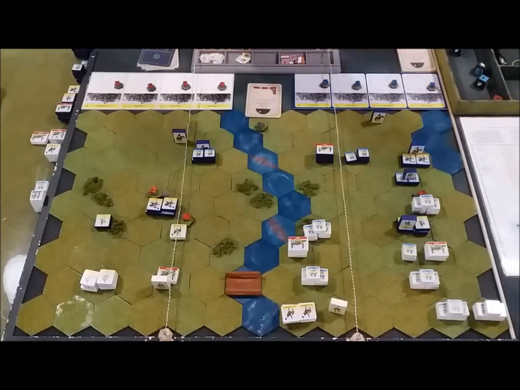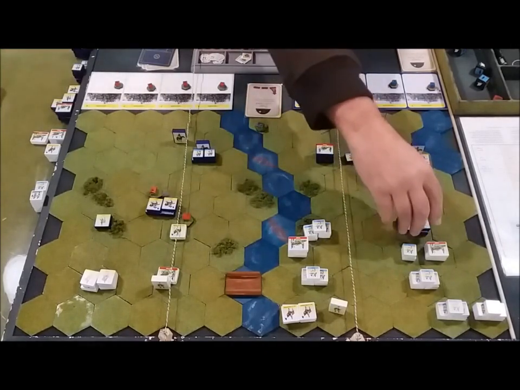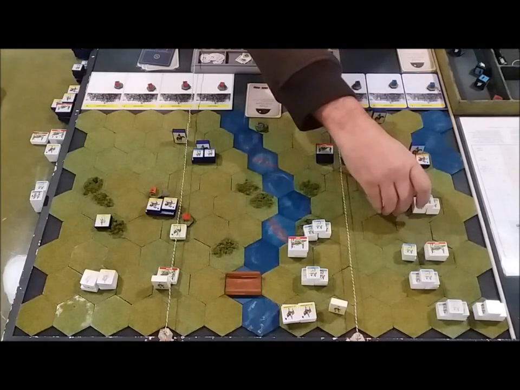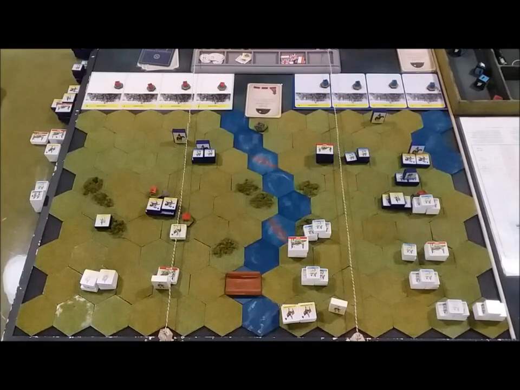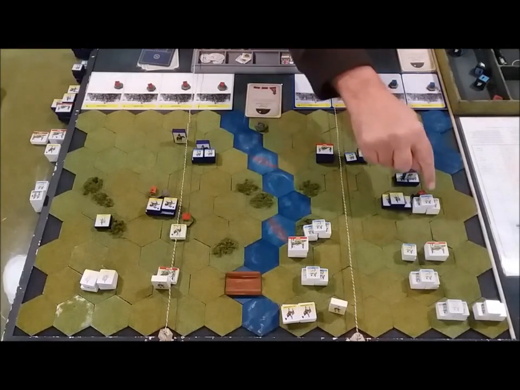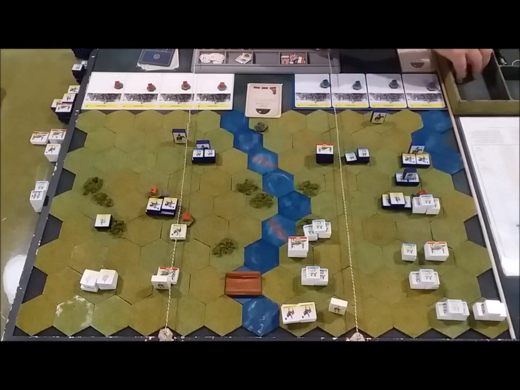And they get 1 and a retreat. Okay. And we retreat back to here. But at least we had the chance to retreat. Okay, so now we have the line infantry against the line infantry there.